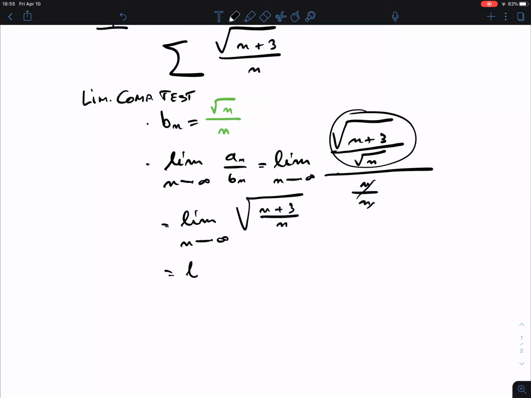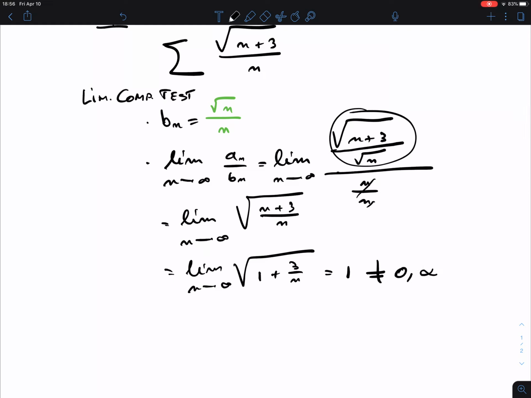Okay, so this limit, we just carry out the division inside. It's 1 plus 3 over n. That is 1, radical 1, 1. What does that now mean? Is this good or bad? Well, in the limit comparison test, the only thing we need is not 0, not infinity. So it means this is a good choice.